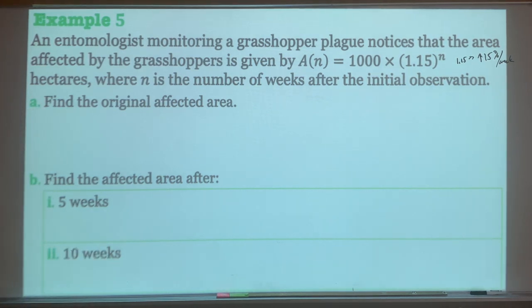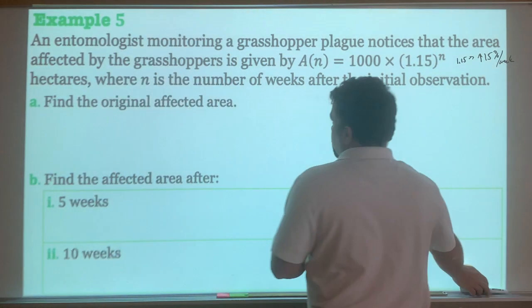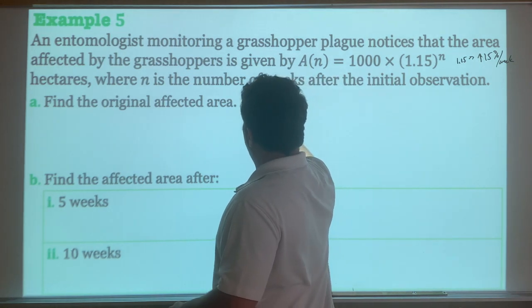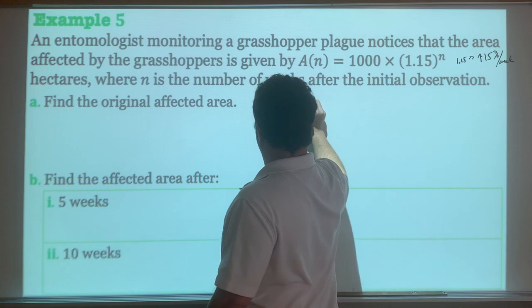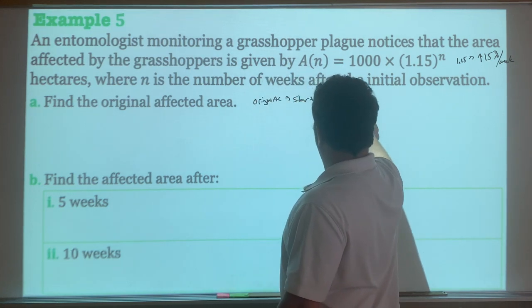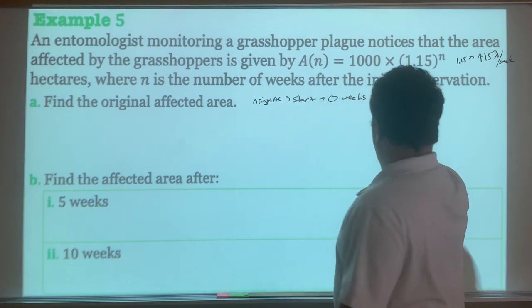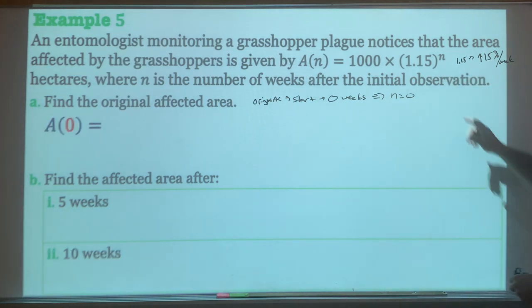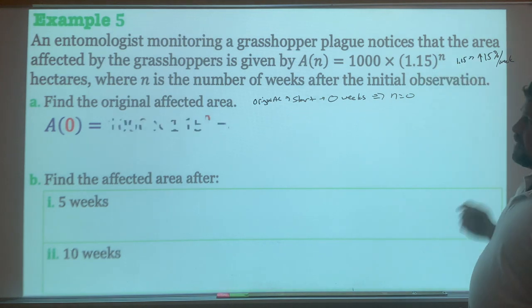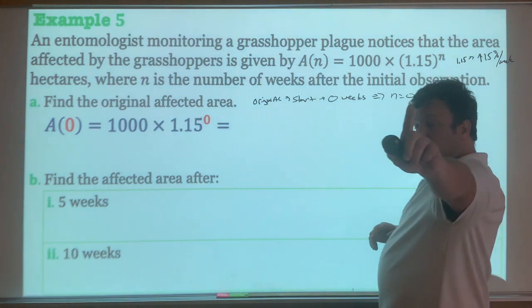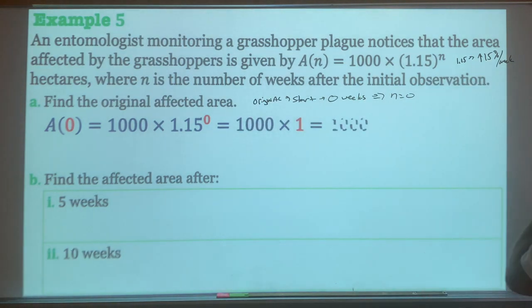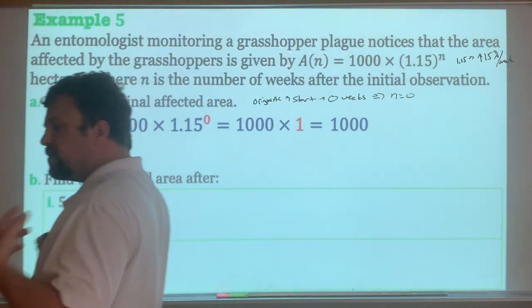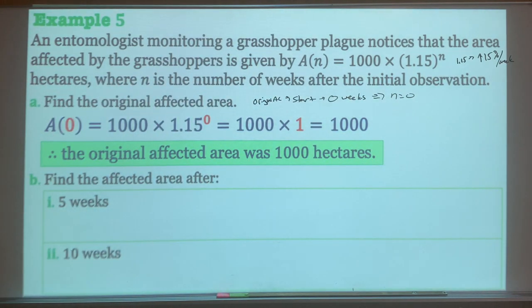So what is the original affected area? So how many weeks are you originally? When you start off, the original area is after how many weeks? 0, right? Original is when you start, right? How many weeks is that? 0 weeks, right? So that means that N equals 0. So, A of 0, 1,000 times 1.15 to the 0. What is anything to the 0 power? 1. 1,000 times 1 is 1,000. So what does that mean? That tells us the original affected area was about 1,000 hectares.